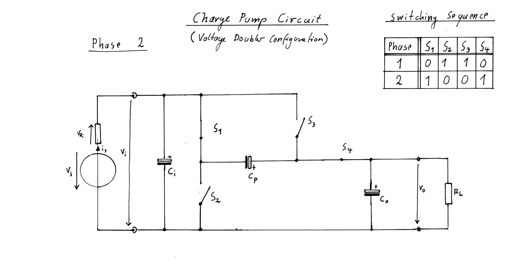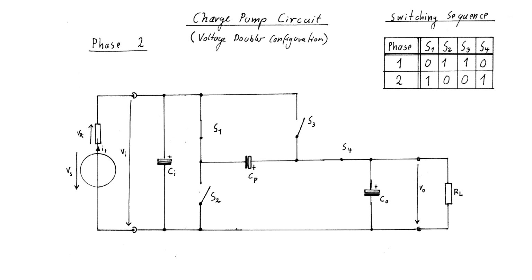S2 and S3 open, directly followed by S1 and S4 closing, effectively connecting Ci and Cp in series, as well as connecting the output capacitor to those two caps. The output capacitor is then charged to a value of up to 2 times Vs. The output capacitor can now act as a voltage source for the load. Once the capacitor is discharged to a certain point, the whole process starts anew.